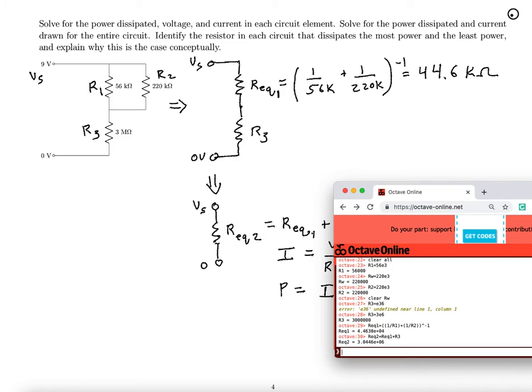And that I have the numbers for. So Vs over R equivalent 2: Vs is 9 volts, R equivalent 2 is 3.04 mega ohm. And this would be similar, 9 volts squared over 3.04 mega ohm.